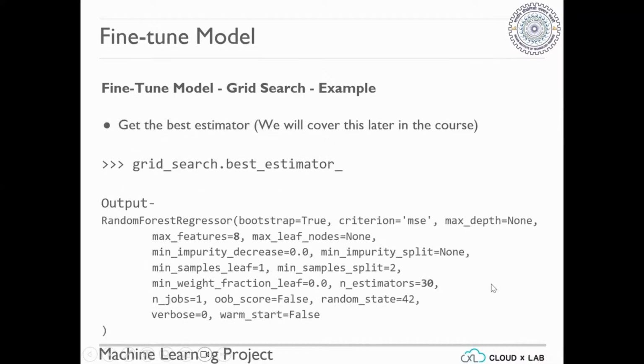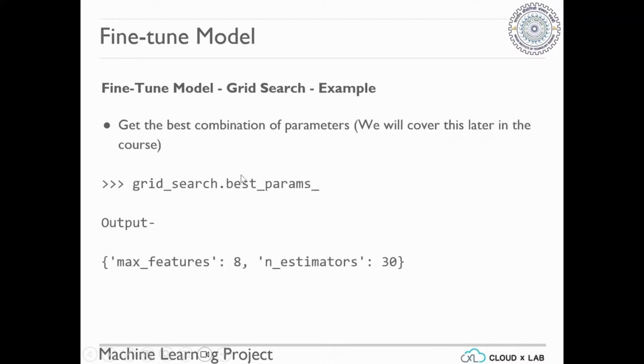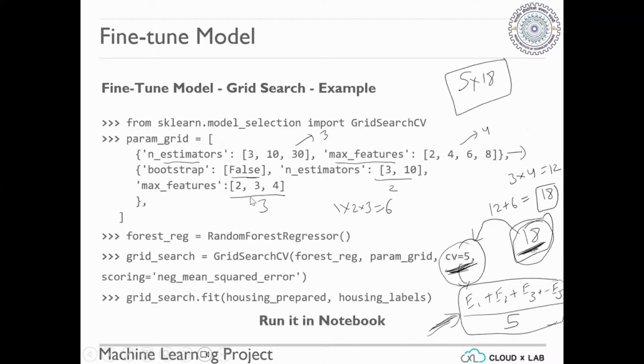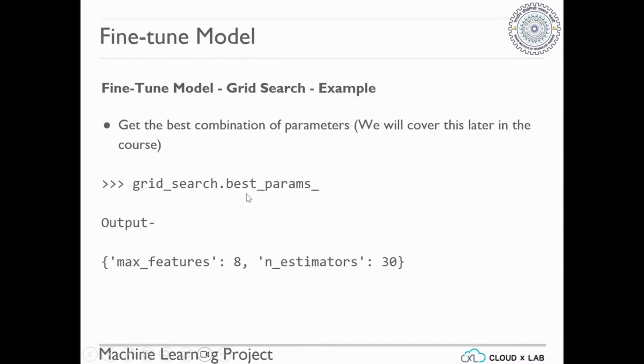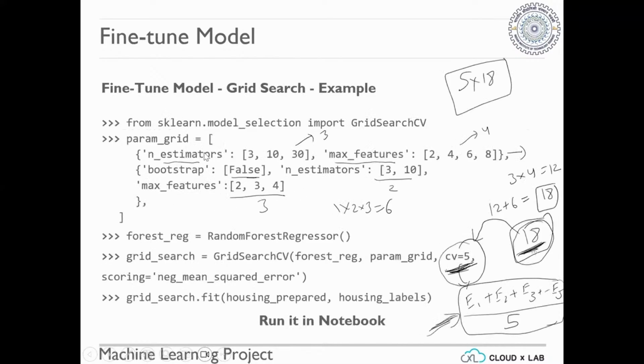And if you want to print all the parameter values, you can do so by just writing best_estimator_. It will output all parameter values for the best model. If you only want the parameters that we have defined here, you will write best_params_. It will return the best value of hyperparameters.